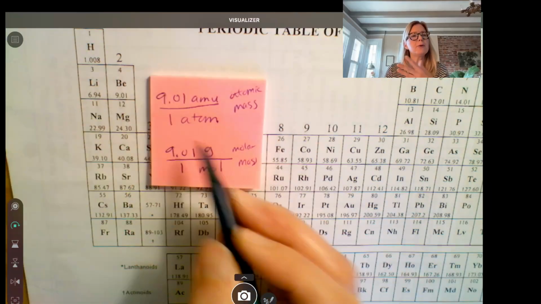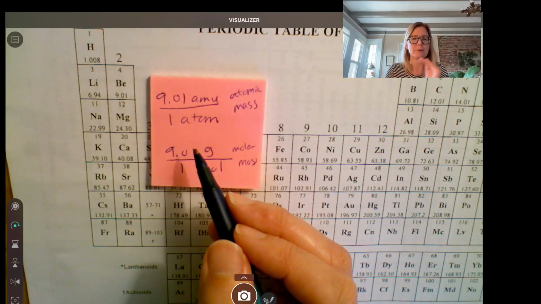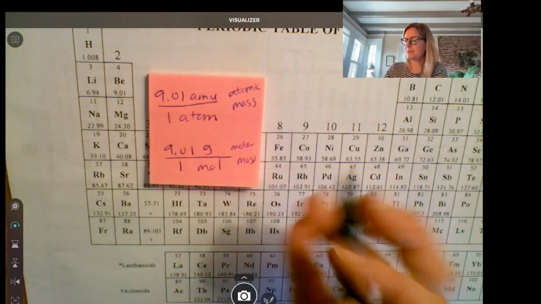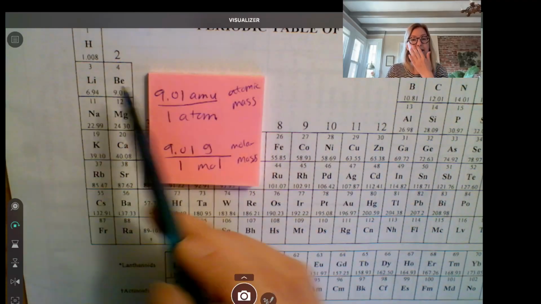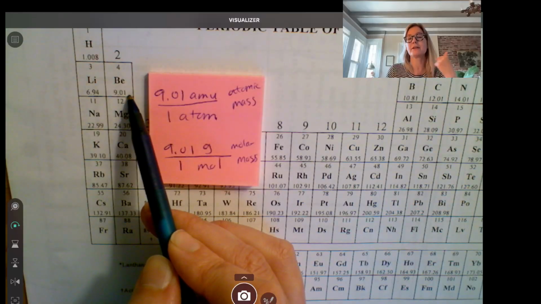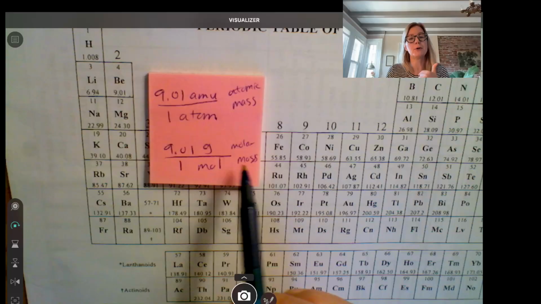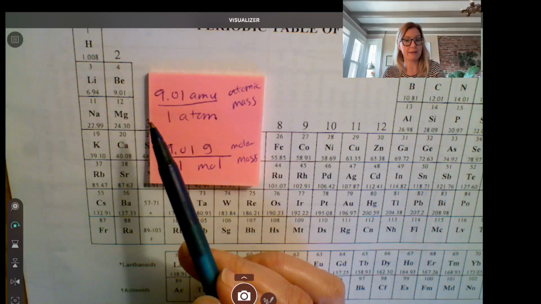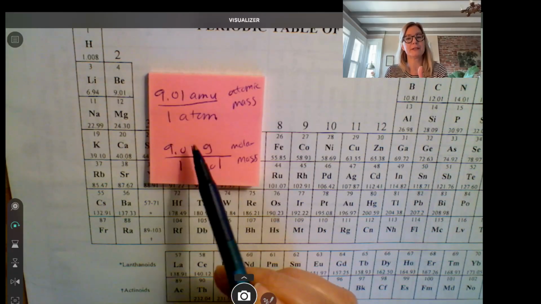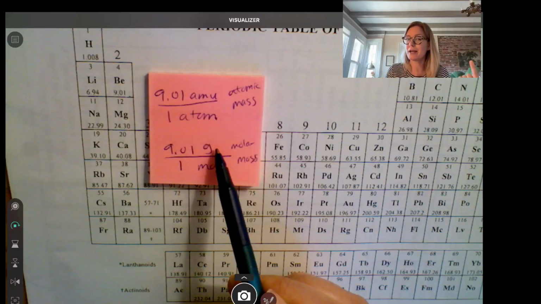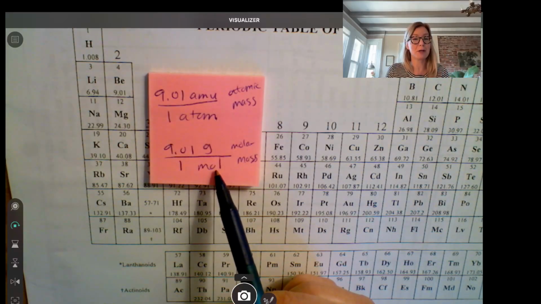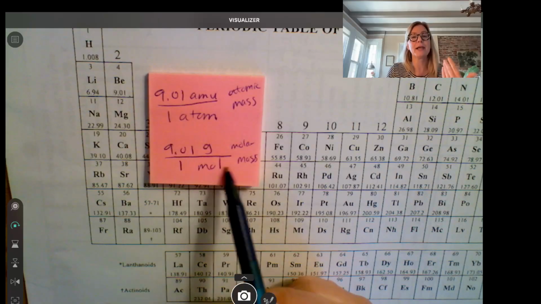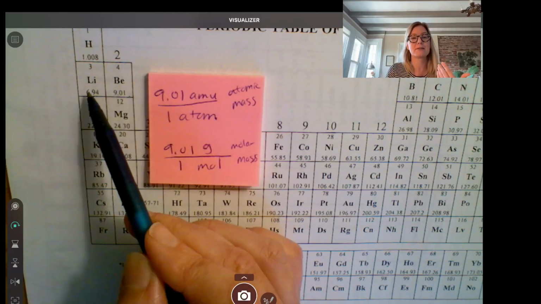If that whole little aside didn't make a lot of sense, don't worry about it. I'm just giving you some background knowledge. In any case, what I want you to remember is that this number on the periodic table can be thought of as the atomic mass, the AMU in one atom, or it can be thought of as the molar mass, the grams in a mole of atoms. This is more useful in the lab because our scale measures in grams. A mole of atoms is enough that we can see it and do experiments with it. So for lab purposes, we tend to talk about these numbers as the molar mass.